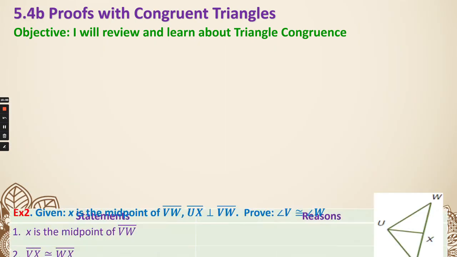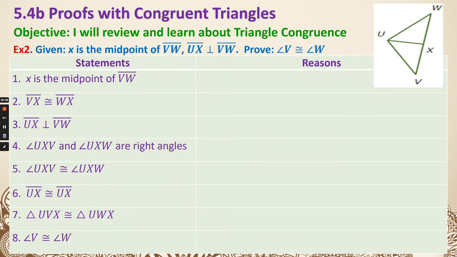Next, example 2. We're going to have a very similar proof right there. X is the midpoint of VW. So this is the midpoint. And UX is perpendicular to VW. So this is 90 degrees. It's asking to prove these two are the same. So we basically know, oh, these are midpoints. So these two are the same.